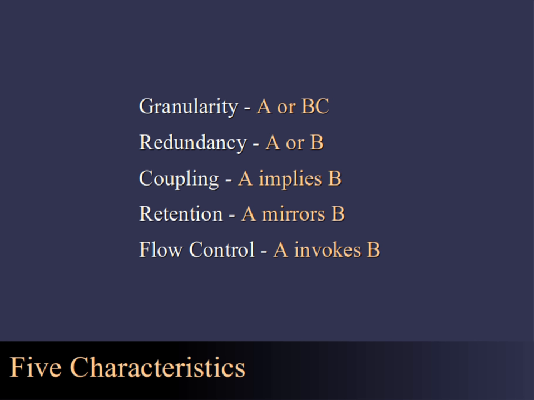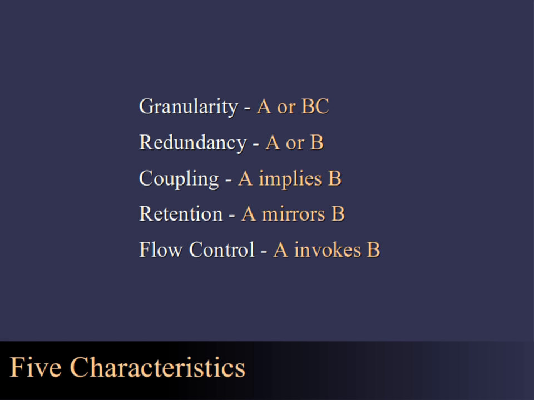There's coupling, which is when you have one thing, and if you do that thing in the API, you're required to do some other thing. So there's this hidden link between them that you are not really able to overcome. There's retention, which is when the API has two things, one on your side and the other on their side, and you have to mirror them, like making a scene graph or something like this. And finally, there's flow control, which is who's calling whom? Am I calling them? Is the component calling me? Am I calling it, and it's calling me back? What's going on here?